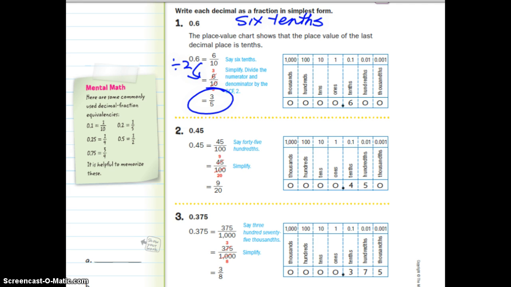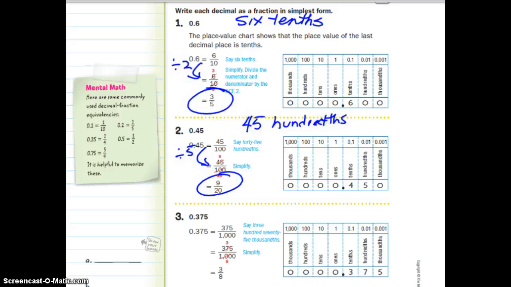The next one I have is 0.45, and again I would say that is 45 hundredths. Misspelling does not count. All right, so then we have 45 over 100, and we know that they're divisible by 5. So 45 divided by 5 is 9, 100 divided by 5 is 20. So again, this simplifies to 9/20.